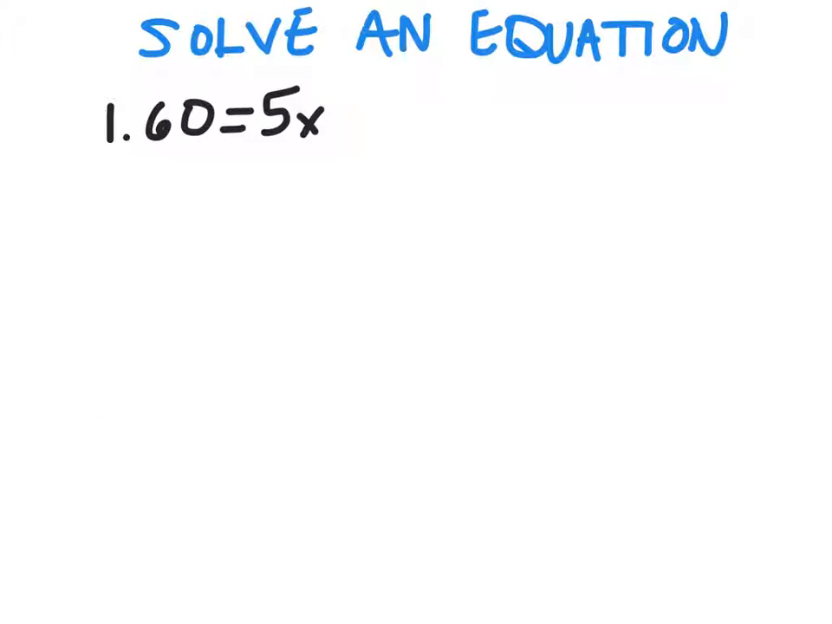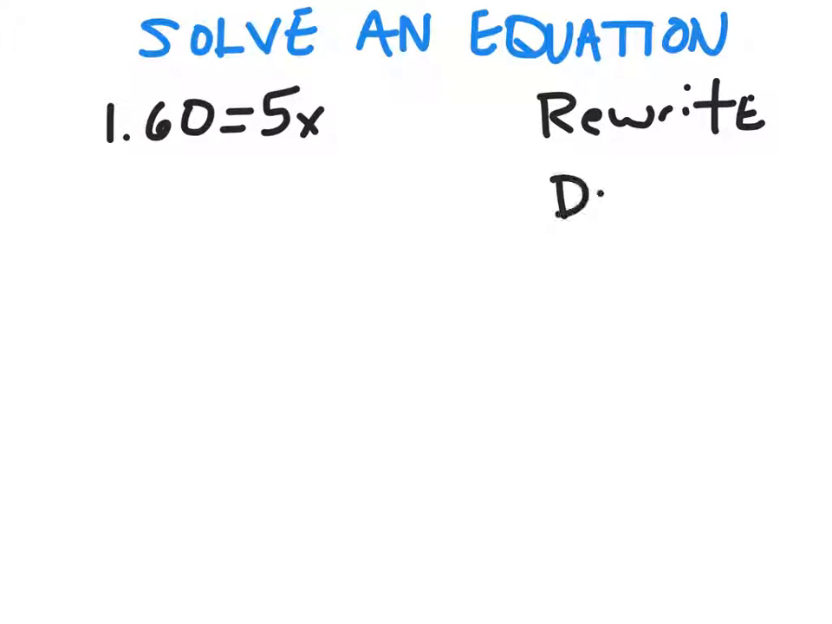Let's look at this. We have 60 equals 5x. The way I wrote it, I've already basically rewritten it, so it's fine in this case because I wrote it like that.